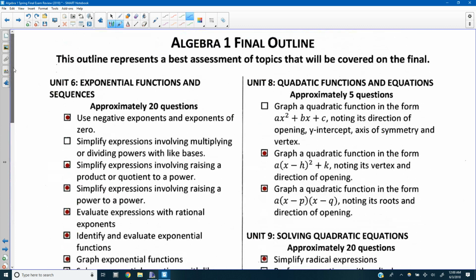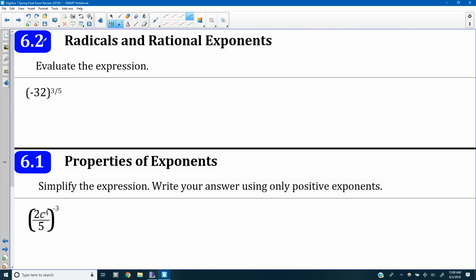Okay, without further ado, I'm actually going to get started right now, right at midnight. Here we go. The first question I'm going to do is I'm going to evaluate this expression. And this is negative 32 to the 3/5 power. And that does mean in the parentheses here that the negative is a part of this.